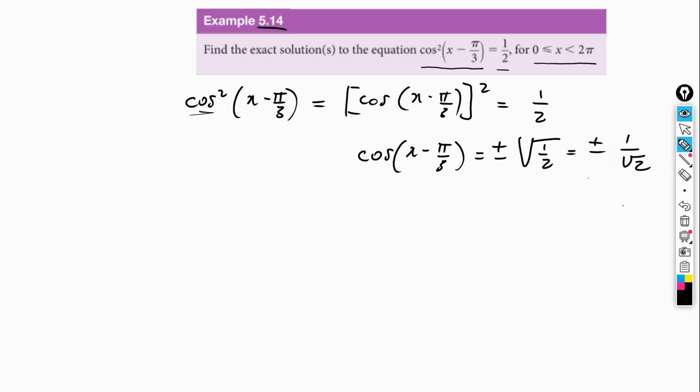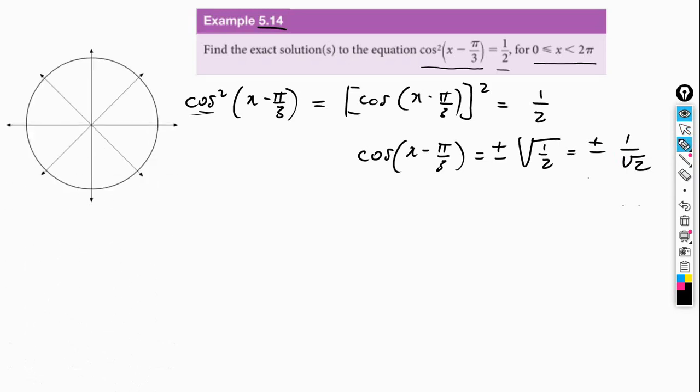In other words, if we go to the unit circle, we would have a reference angle of 45 degrees, or pi fourths, and then we would have 3 pi fourths, 5 pi fourths, and then 7 pi fourths. Now notice that these are not the solutions yet, right? Because we have a horizontal shift. Notice that x minus pi thirds is what is equal to these angles. So we have to be very careful about that. Now notice also that there's a distance of pi halves between these.